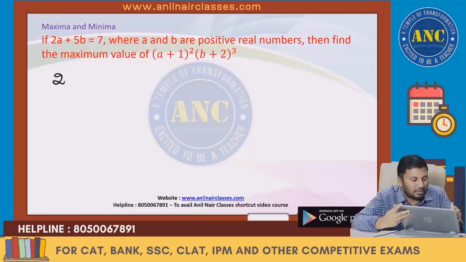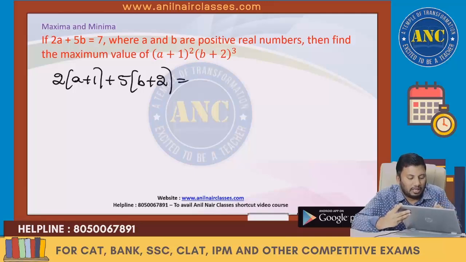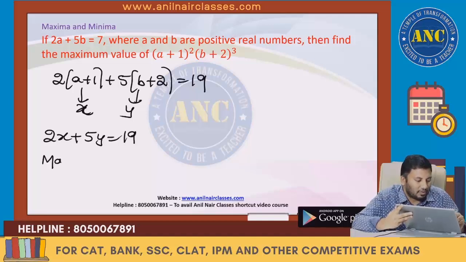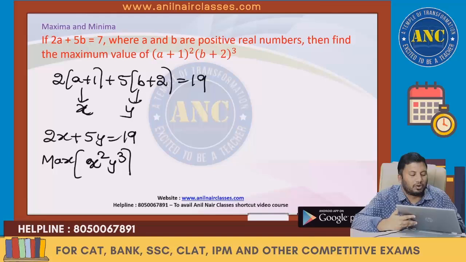So, this can be written as 2(a + 1) + 5(b + 2), 10 plus 2, 12, it is nothing but 19. If I call it x and y, this is nothing but 2x + 5y = 19. I require the maximum value of x squared and y cube. I hope it is clear.